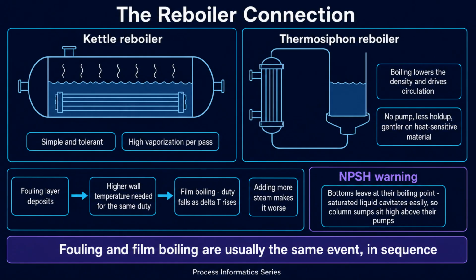The reboiler vaporizes liquid at the column base to generate the vapor traffic that reflux demands, and it is usually the largest single item on the plant's energy bill. 2 configurations dominate.